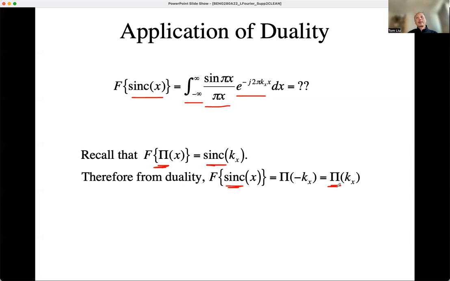Okay, so either way, we'll be doing a lot of that in class. So just commit that to memory. A rect goes to a sinc, and a sinc goes to a rect.